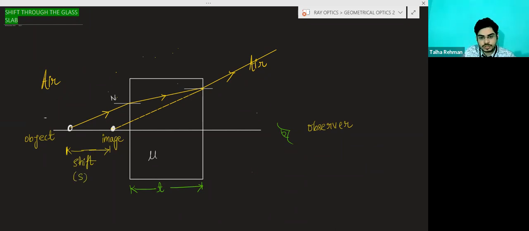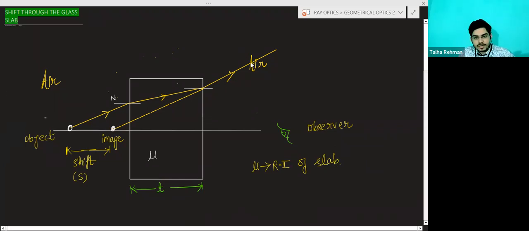And what is mu? Mu is the refractive index of the glass of the slab. Now on both sides of the glass slab there is air, and there can be any other medium also around the glass slab. There can be water also. So in that case also there will be some shift.